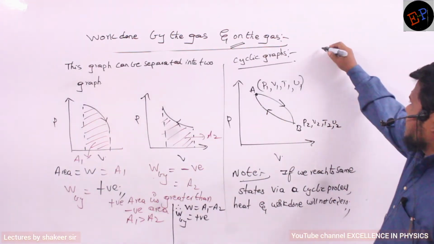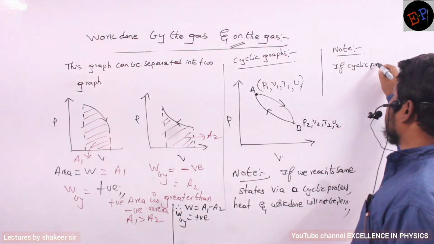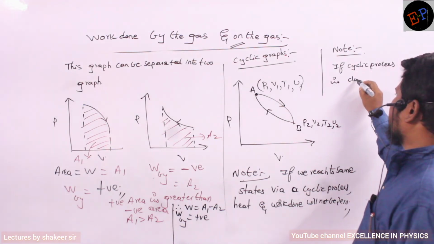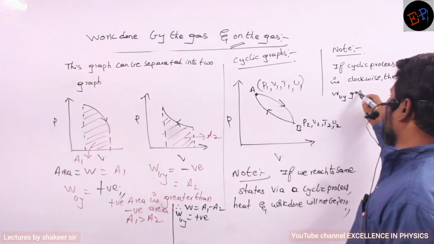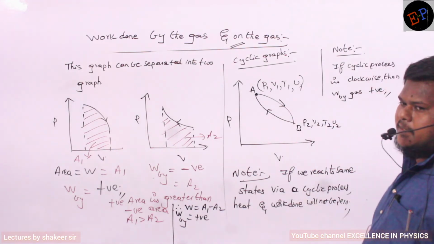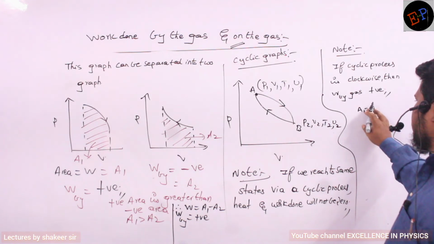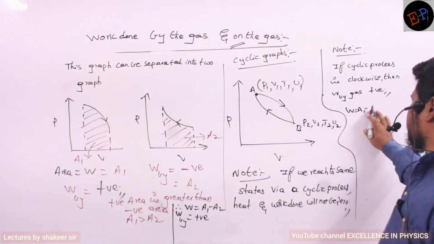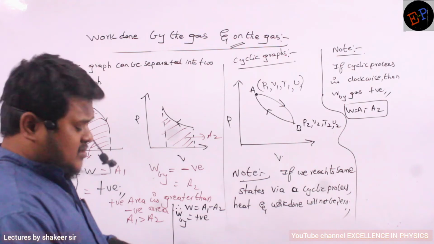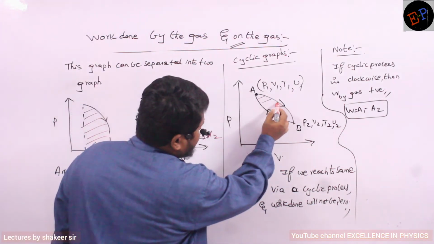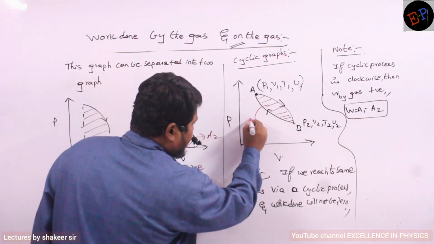So what is the final point we have to understand here? Note point is that if a cyclic process is clockwise, then work done by gas is positive. And what is that work done? Work done is nothing but A1 minus A2. And A1 minus A2 is nothing but the area enclosed in this cyclic graph. Can I say like that? This area is nothing but A1 minus A2.